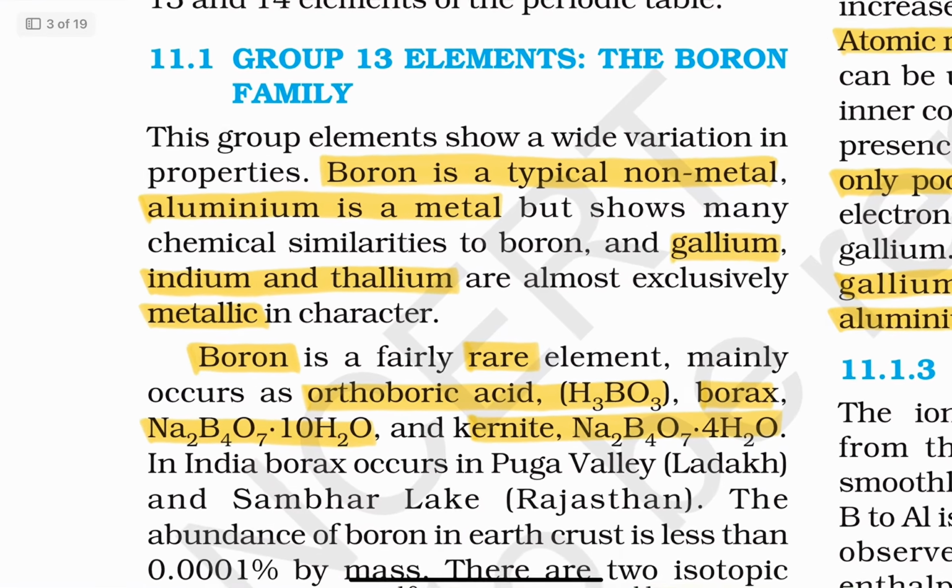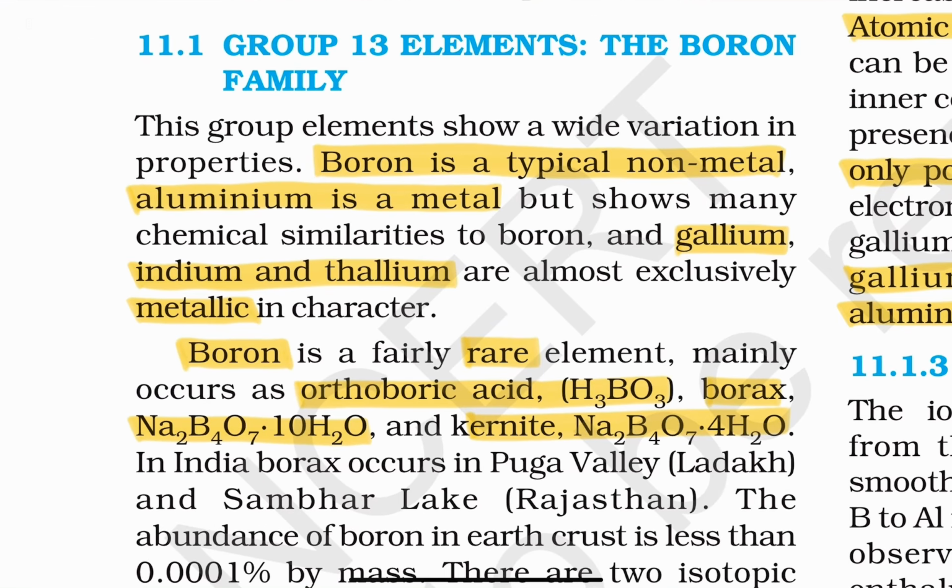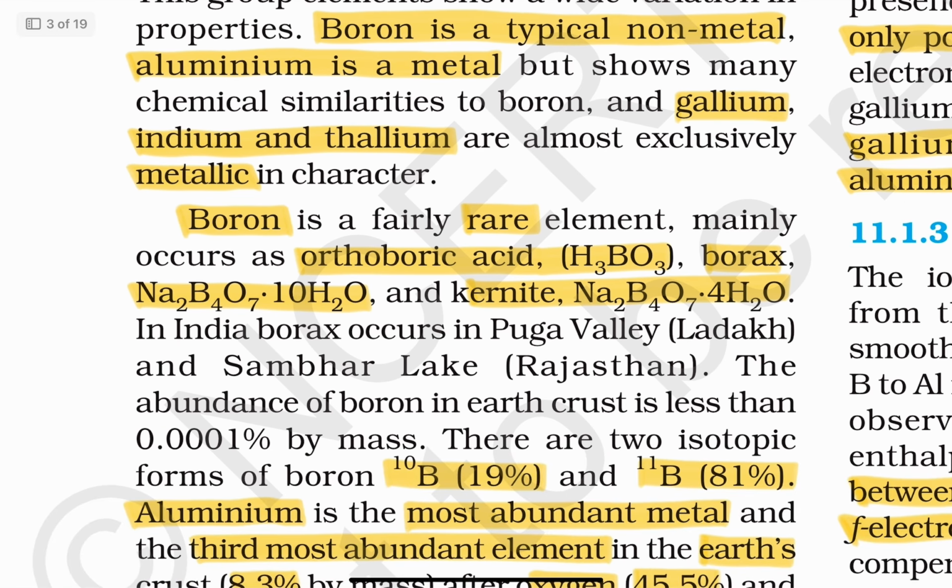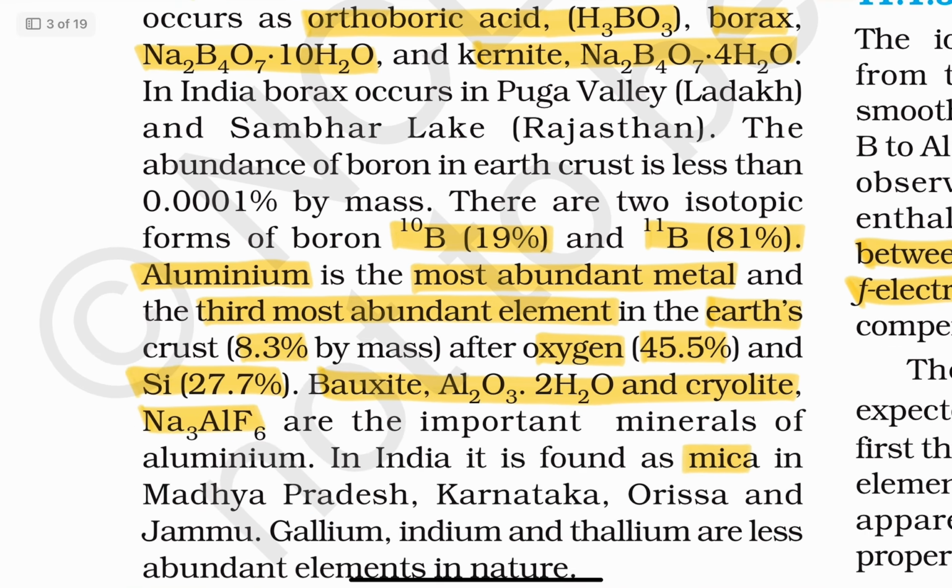Now coming to group 13. Boron is a typical non-metal, aluminum is a metal. Gallium, indium, thallium are metallic in nature. Boron is a fairly rare element, mainly occurs as orthoboric acid H3BO3, borax Na2B4O7·10H2O, kernite Na2B4O7·4H2O. Matching type questions you can expect. Boron has 2 isotopes, B10 and B11, 19% and 81%.